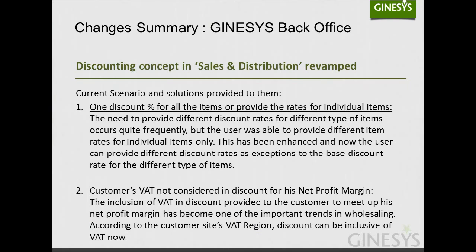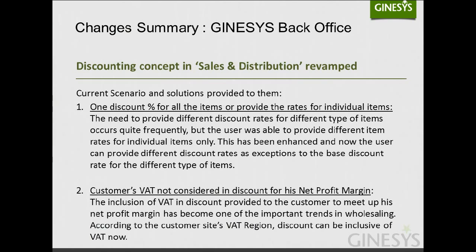The need to provide different discount rates for different types of items occurs quite frequently, but the user was able to provide different item rates for individual items only. This has been enhanced, and now the user can provide different discount rates as exceptions to the base discount rate for the different types of items.